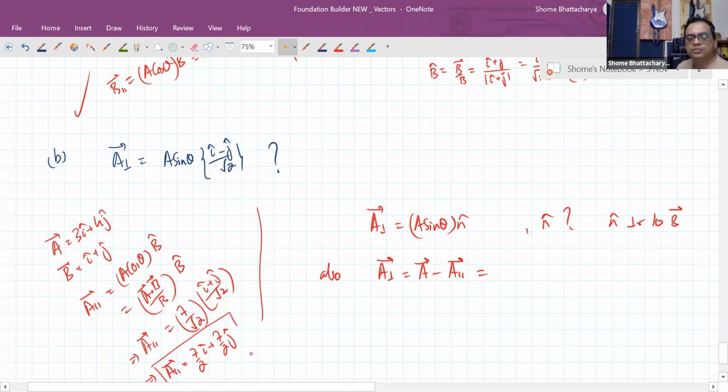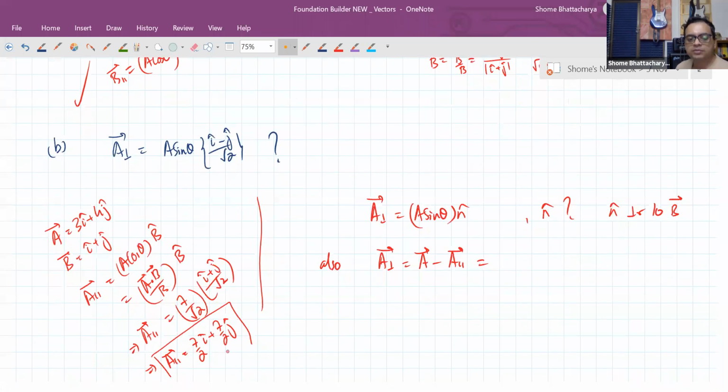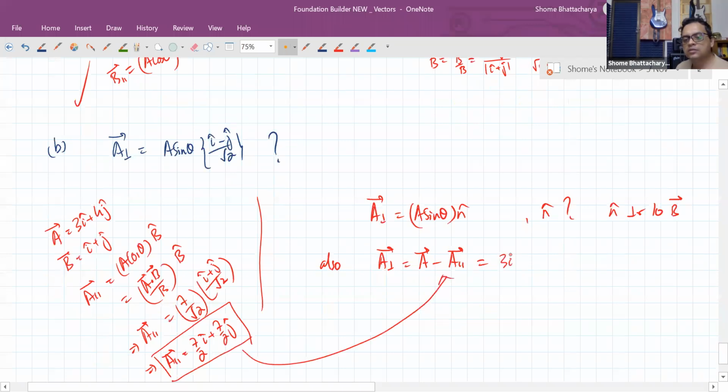This we didn't have to check for the first part because it was given in formula shape. It was not given in numerical shape. So now we substitute this here. So this is 3i plus 4j minus 7 by 2 i plus 7 by 2 j. So this A perpendicular now is becoming minus 1 by 2 I cap plus 1 by 2 j cap.